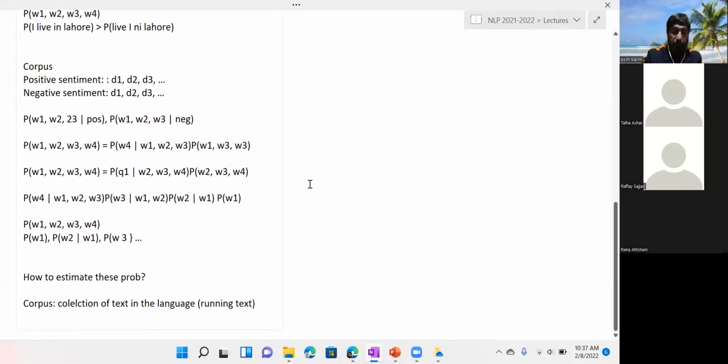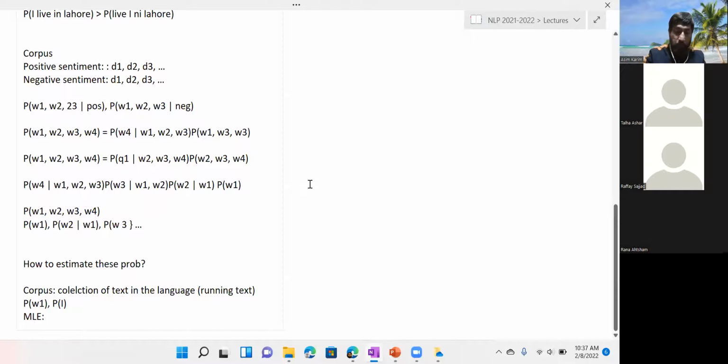And from that corpus, let's say if you want to estimate the probability of W1, let me give an example: the probability of I. If I use the maximum likelihood estimate approach, this probability estimate, which I mark with an apostrophe, for I is simply the count of I in the corpus divided by the total number of tokens in the corpus, N. So this is the maximum likelihood estimate for the probability of the word I. Okay?